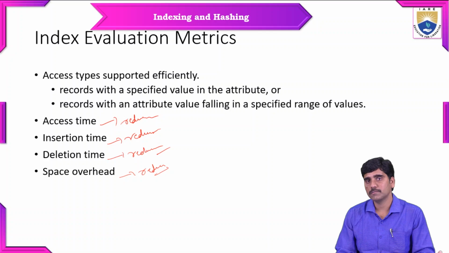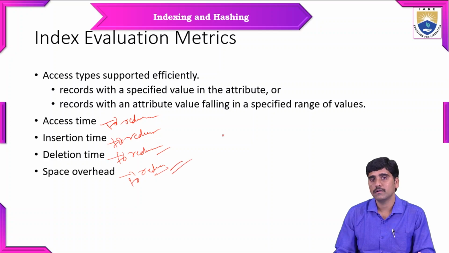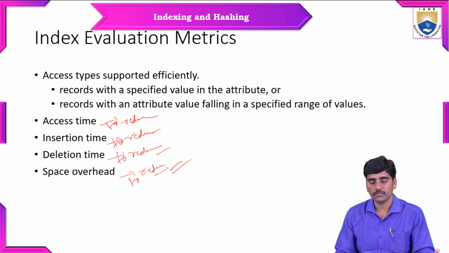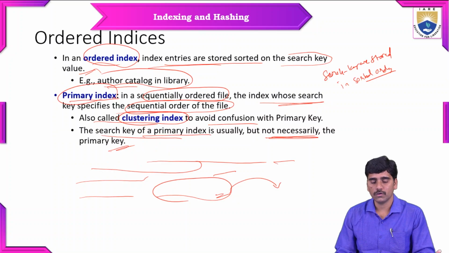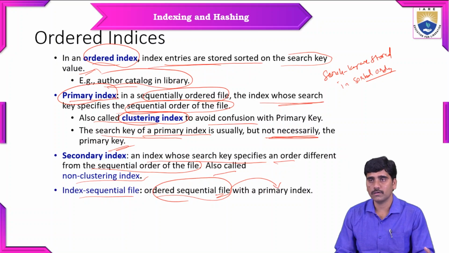And on what metrics are we going to use this indexing mechanism? To reduce the access time, the insertion time, the deletion time, and the space overhead taken by the index. To do all this, we use indexing mechanisms with these as metrics. Ordered indices: an ordered index is one where the search keys are stored in sorted way, which is called the ordered primary index.